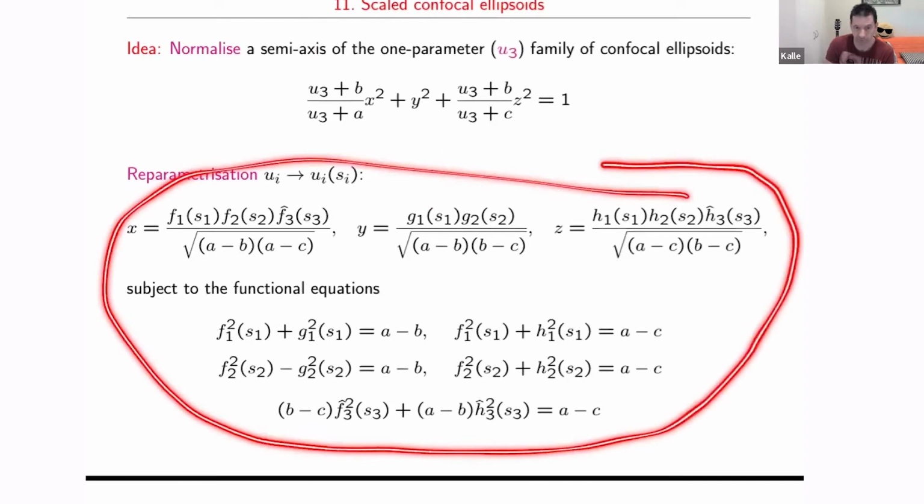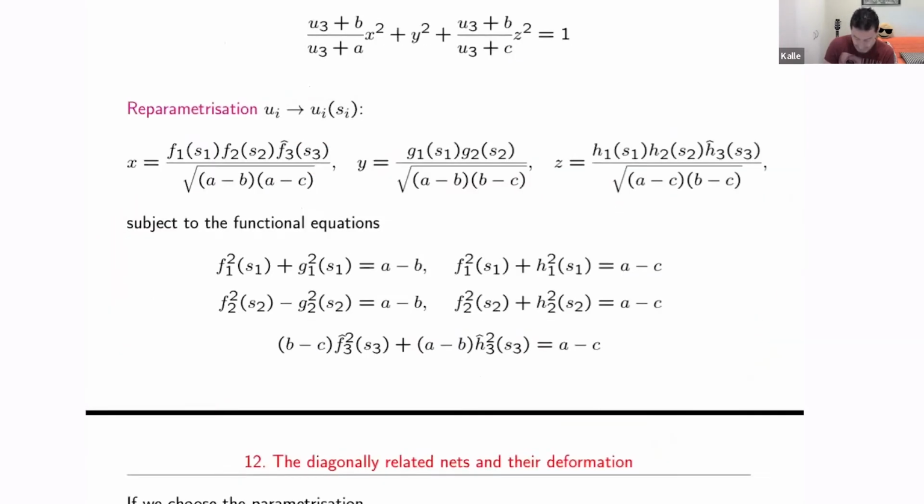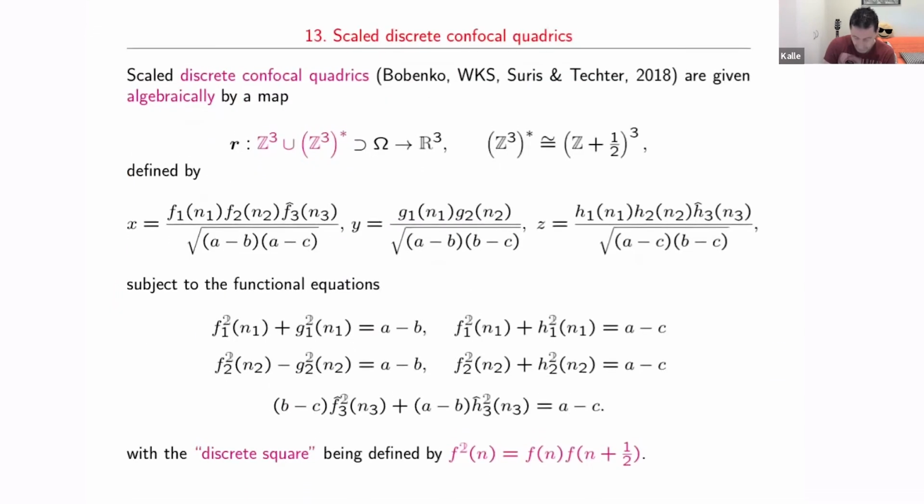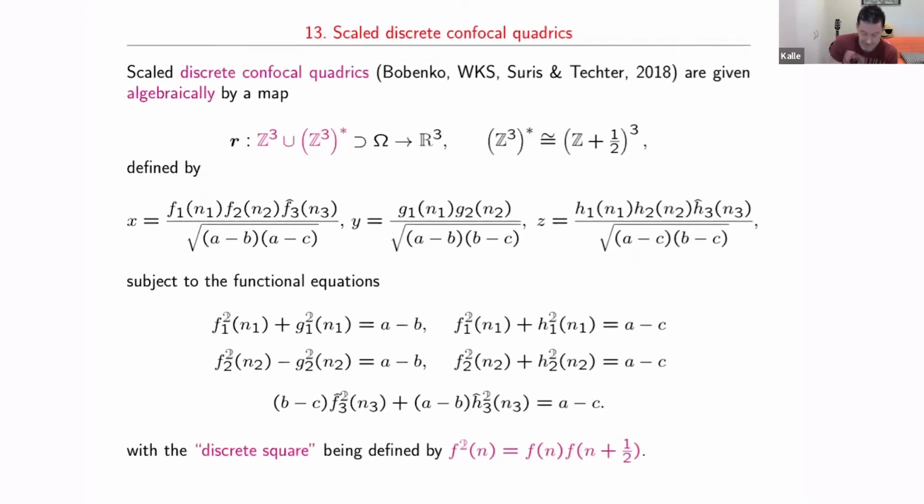So I'm going to show you some formulae which look exactly the same, except that now those variables n1, n2, and n3 are discrete variables, and they can take integer and half integer values. And those squares here that you can see, they are not really squares, they are sort of discrete squares. So you can see they are products of the function evaluated at neighboring points n and n plus a half. So naively, all you do is you replace squares by these discrete squares.